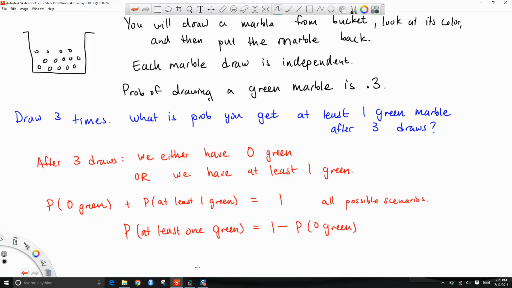You get 0 green or you get at least 1. I gave you 3 chances to draw a green marble. If you get at least 1 green, then you're a winner. The only time you're a loser is if after 3 chances you got 0 greens. So here, the probability of at least 1 is going to be 1 minus the probability of 0 green. What's the probability of 0 green? We found that earlier, 0.7 times 0.7 times 0.7. So we have 1 minus 0.343, which means the probability of at least 1 green is going to be 0.657.